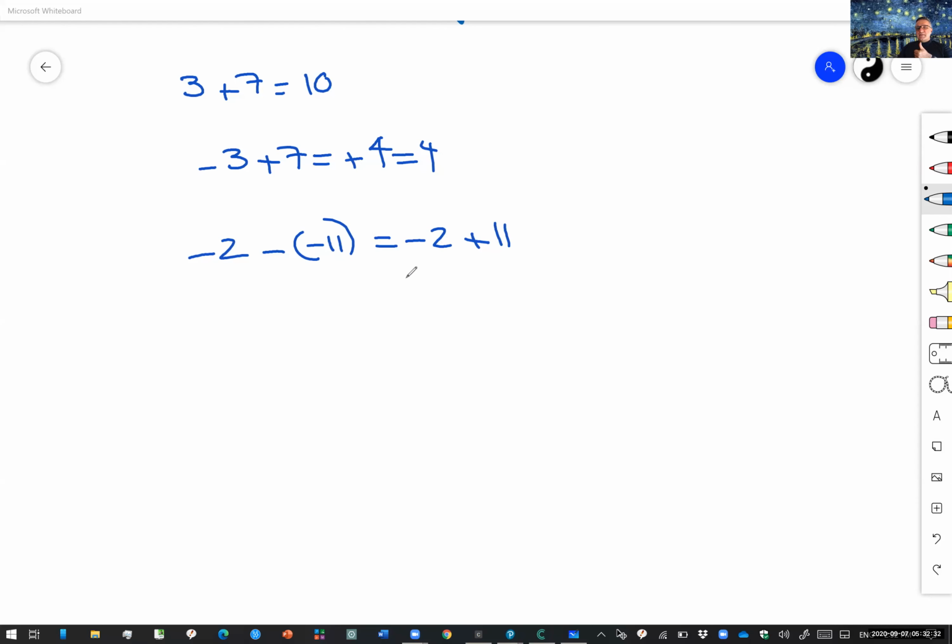Now apply the addition subtraction rules. These are opposite signs, so what's the operation going to be? Subtraction. Good. 2 from 11 is what? 9. And the sign is going to be, which one has the larger number? 11. What's the sign? Positive. So we're going to write 9. Try this one. Try that one on your own for a minute.